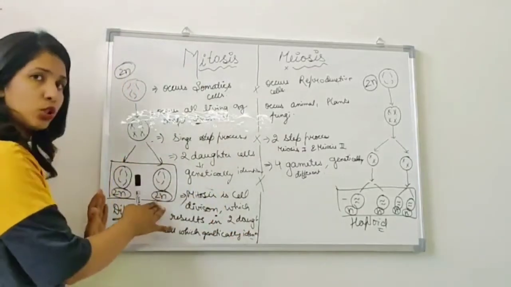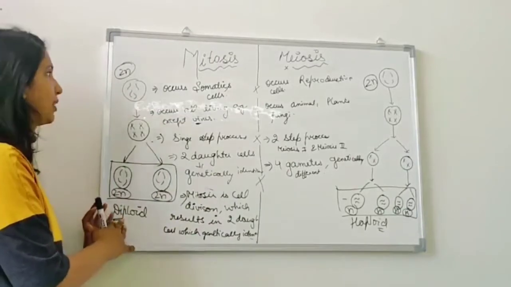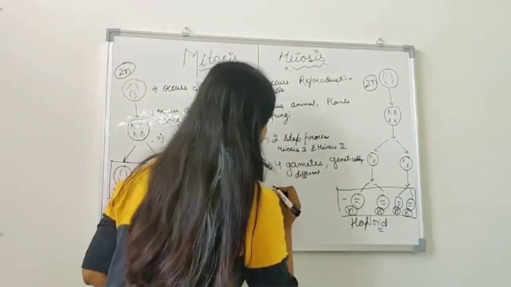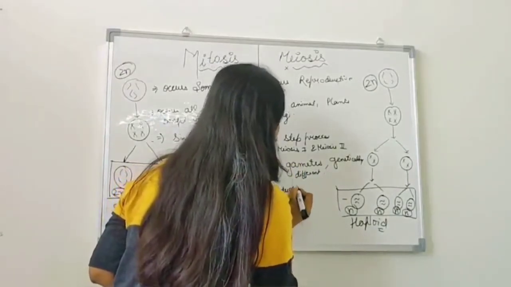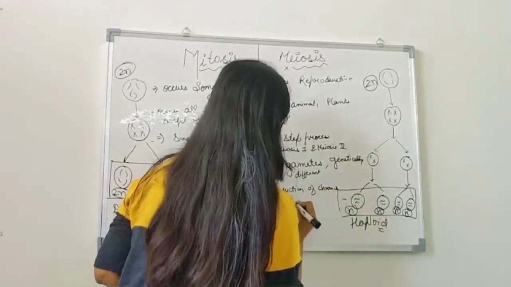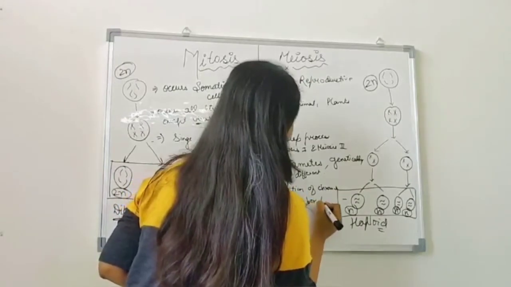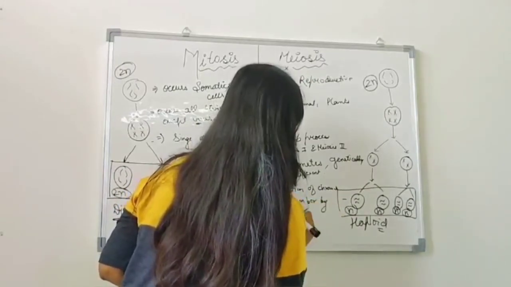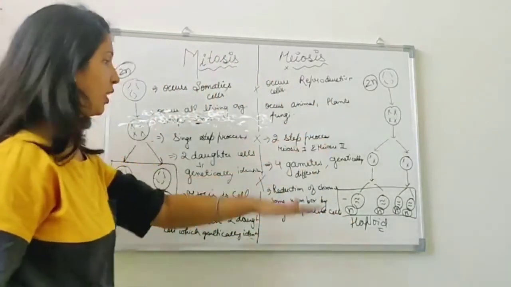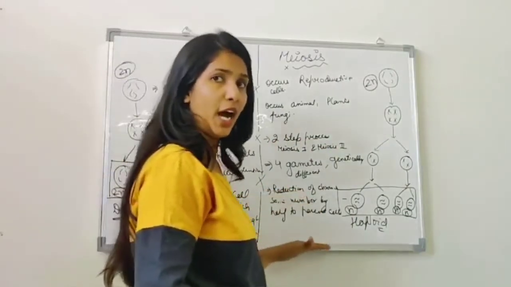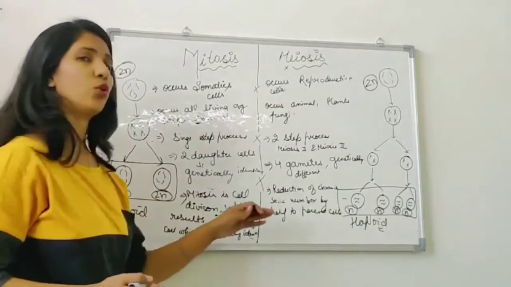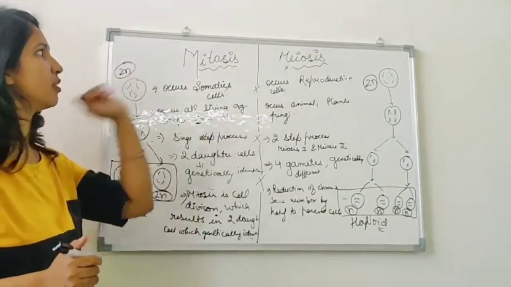They have two daughter cells that are diploid in number and genetically identical. But in case of meiosis, it is the reduction of the chromosome number by half to the parent cell. So this is a cell division in which the chromosome number is reduced to half, and in mitosis there is no reduction of the chromosome number. This reduction and no reduction gives the different names to mitosis and meiosis.